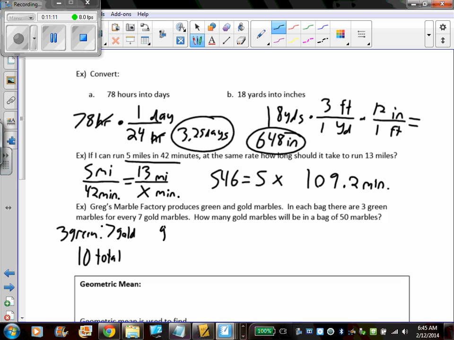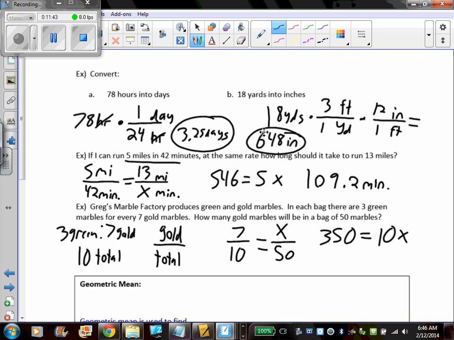So what we're looking for is gold marbles out of total marbles. Well, using our information from the left, we can see that there are going to be 7 gold marbles for every 10, and we're looking at a bag of 50 marbles, and we want to know the number of gold ones. So, cross multiplication will work here. If we do 7 times 50, we get 350, equals 10x. Divide both sides by 10, and you get x equals 35. So we would expect 35 out of 50 total marbles to be gold.